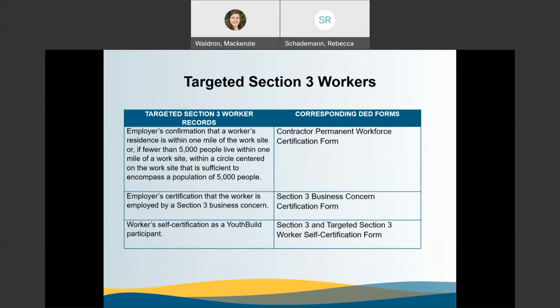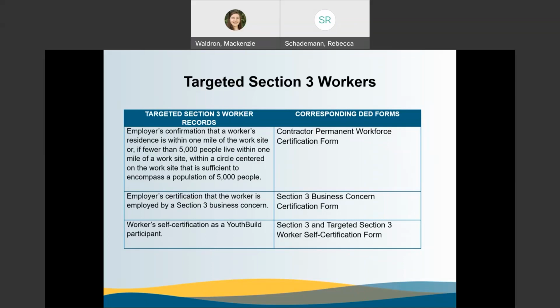So this slide is similar to the prior slide, except it relates to the records to be maintained for targeted Section 3 workers. So the employer's confirmation that a worker's residence is within 1 mile of the work site, or if fewer than 5,000 people live within 1 mile of a work site, within a circle centered on the work site that is sufficient to encompass a population of 5,000 people, the corresponding DED form with that would be the Contractor Permanent Workforce Certification Form.